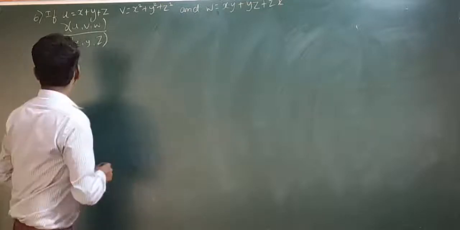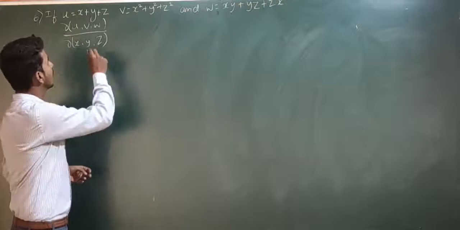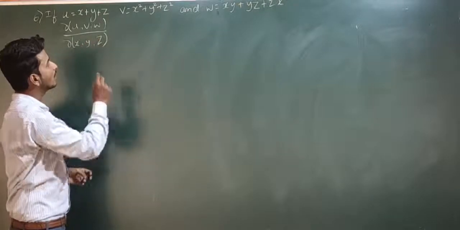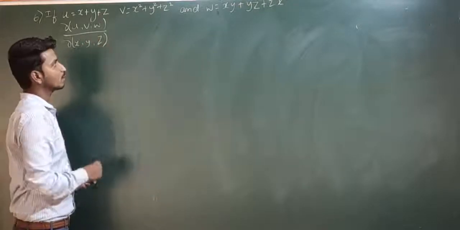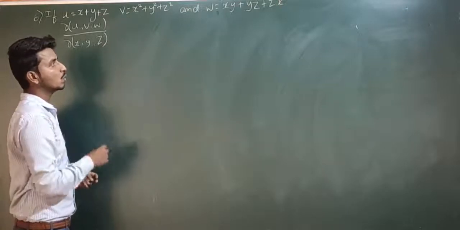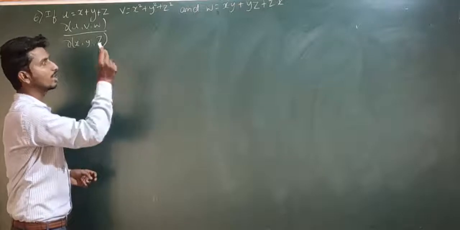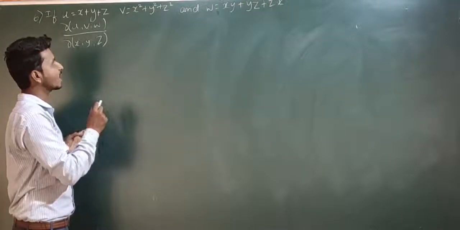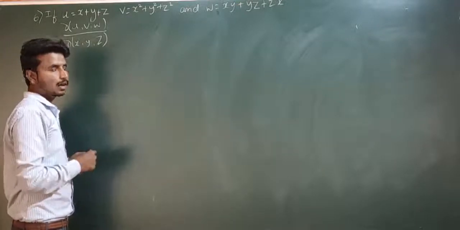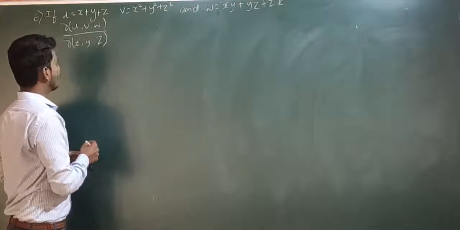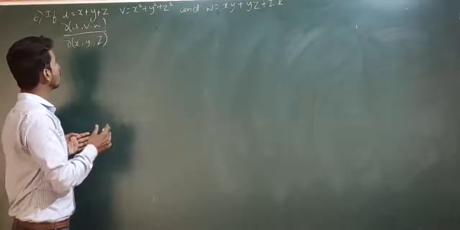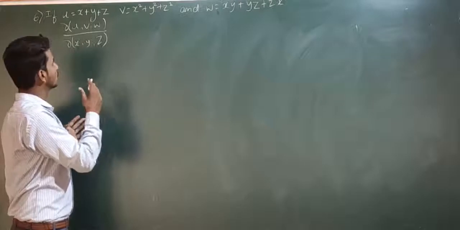That is, if u equal to x plus y plus z and v equal to x square plus y square plus z square and w equal to xy plus yz plus zx. Here u, v, w are the three functions and x, y, z are the independent variables. Now we have to find the Jacobian for these three functions, that is u, v, w.